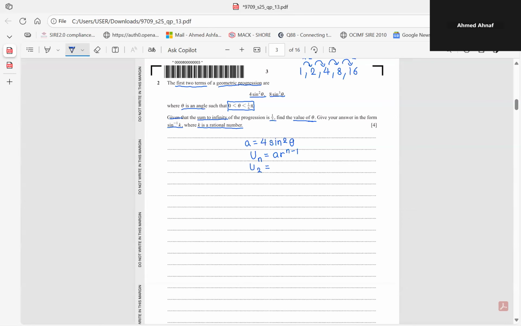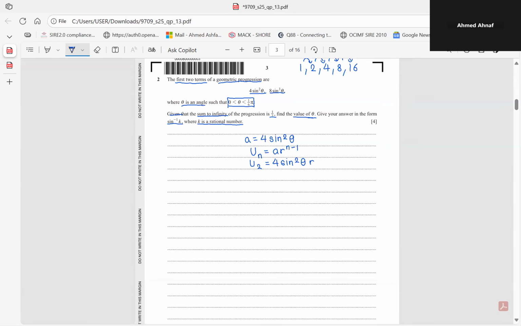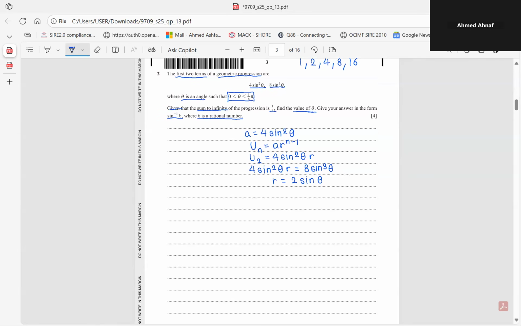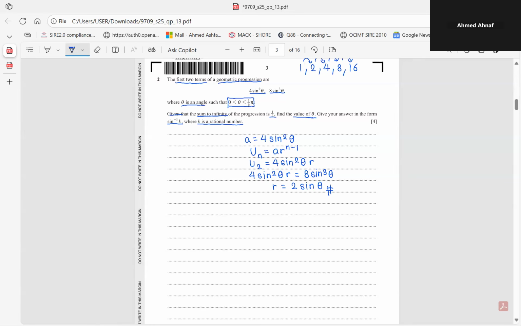So U2 is equal to 4 sine squared theta times R to the power of n minus 1. N minus 1, that's 2 minus 1, so it's just R. So hence 4 sine squared theta R is equal to 8 sine cubed theta. So R is just 2 sine theta. Okay, so this is our value of R, the common ratio, 2 sine theta.